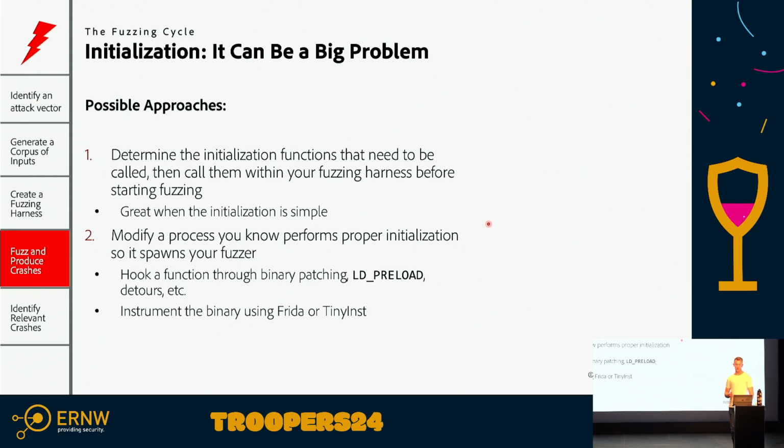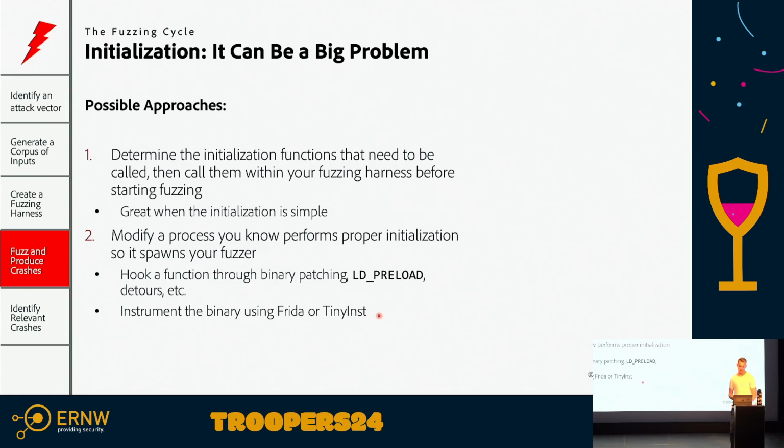There's a couple approaches we can take here. The first one would be to figure out the exact initialization functions that need to be called, and then call them within our fuzzing harness that we wrote before we start fuzzing. This can be great when there's very simple initialization needed. For example, with an image parser, there's probably not a whole lot of setup that needs to be done. You just feed it an image. You might need to set a couple of global variables.